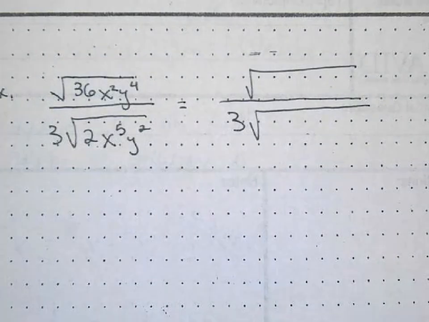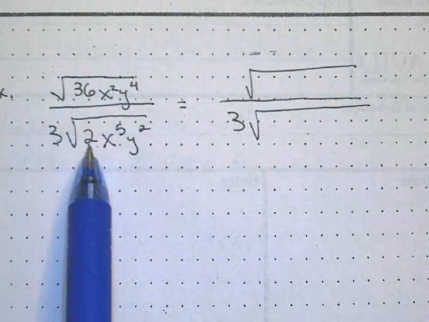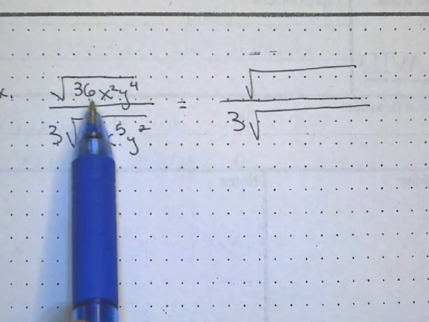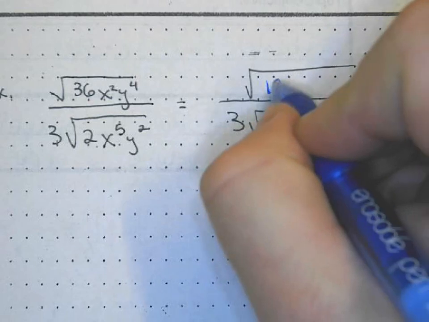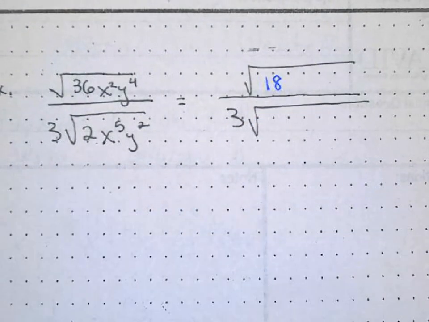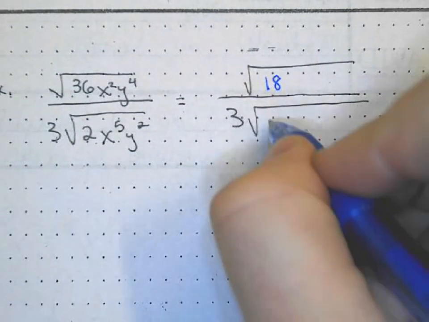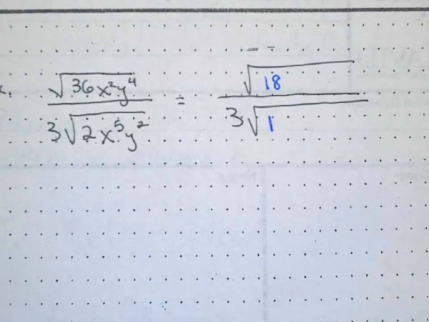Now we can simplify on the inside of the radical. Well, if I look at my 36 over 2, those will simplify, and I will have 18. So I'll simplify the 36 to 18, and the 2 would simplify to 1. So I'll write it in there, but it's not needed.